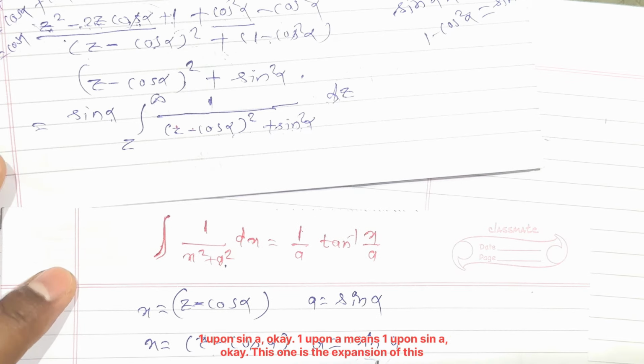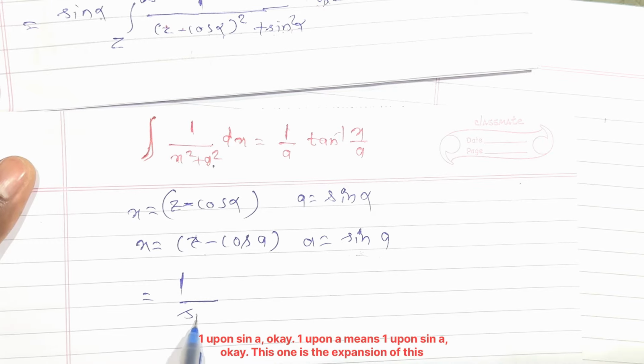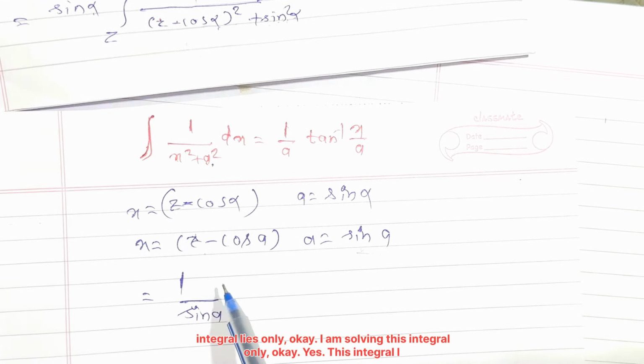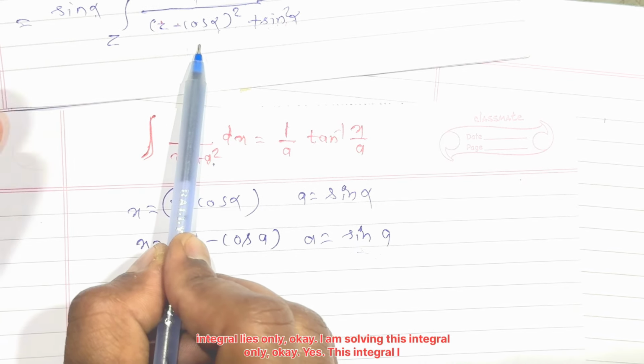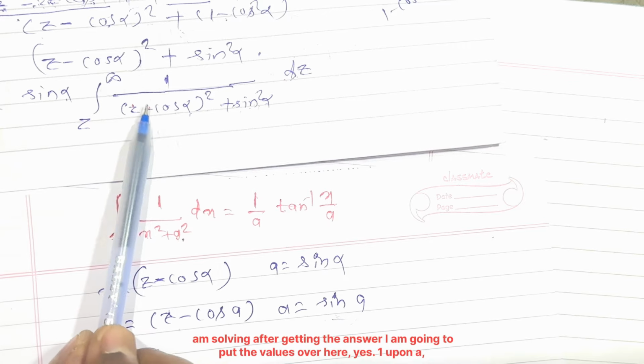1 upon a means 1 upon sine a. This one is the expansion of this integral, guys. I'm solving this integral only. After getting the answer, I'm going to put the values over here.